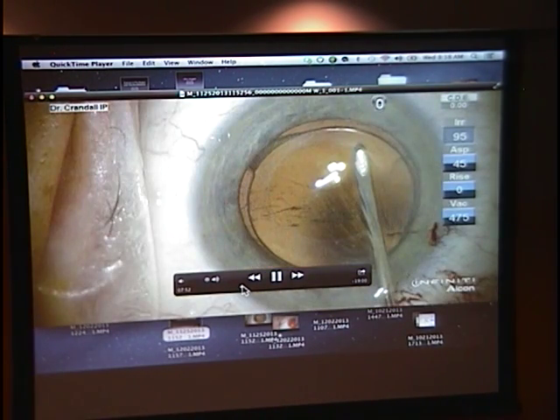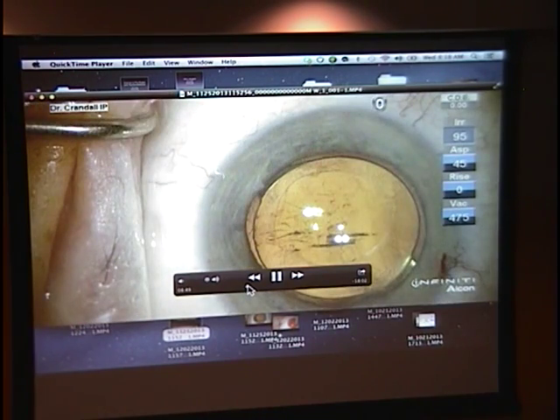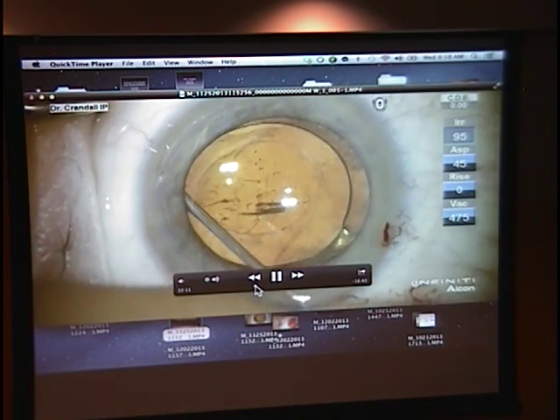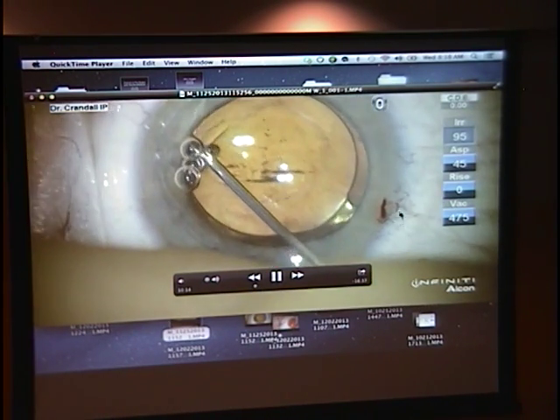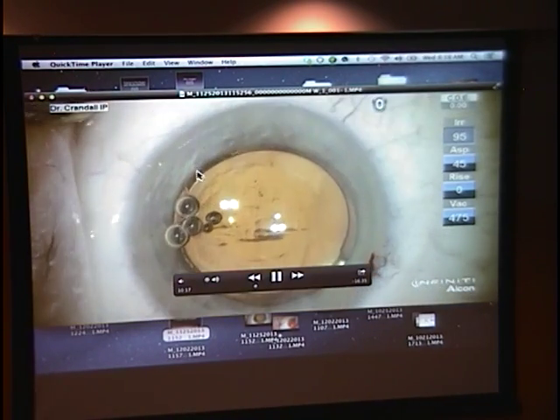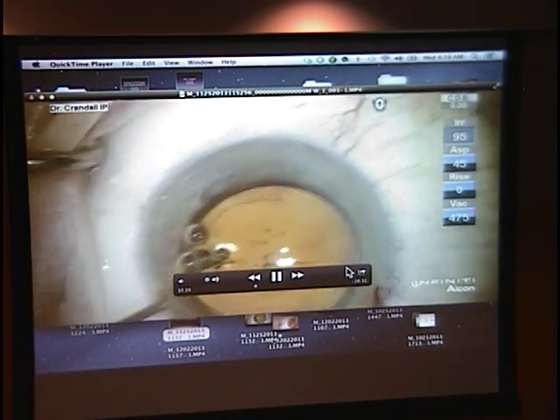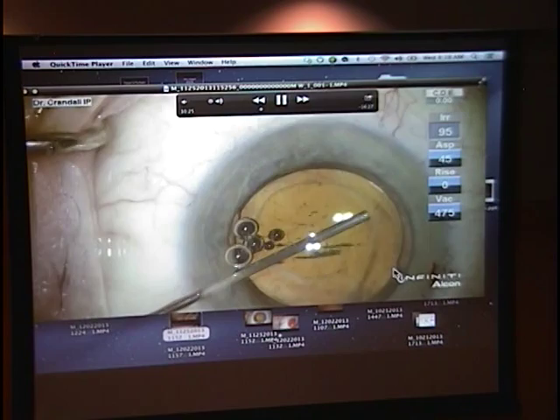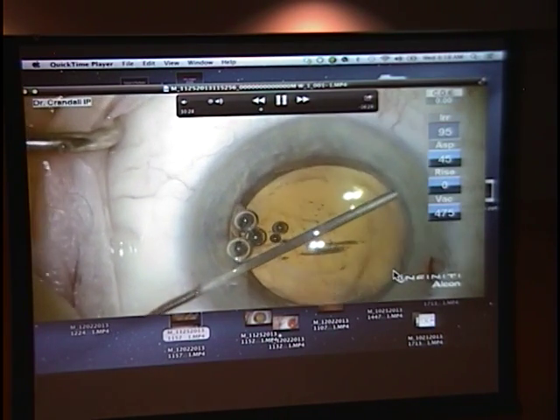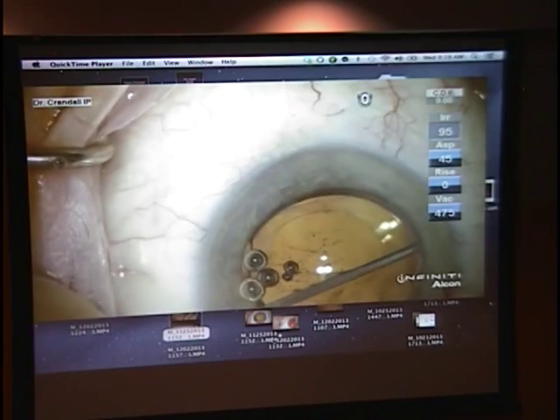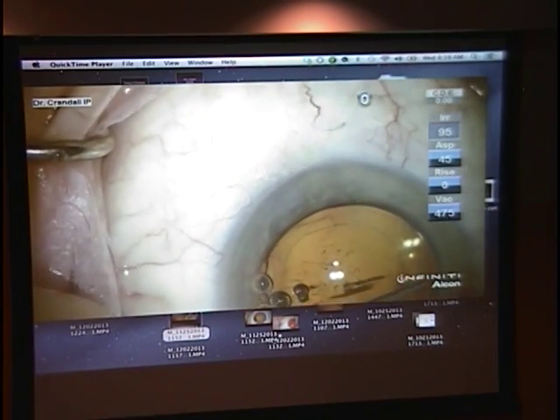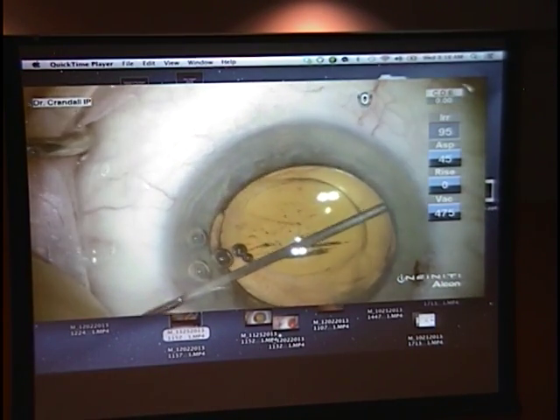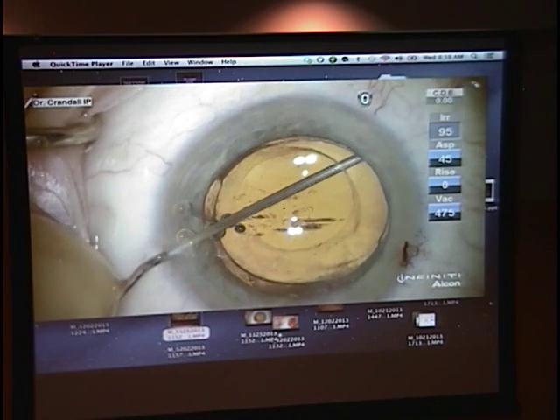So that's that. So we finally get in, and what you have to do is hydrodissect, or viscodissect, excuse me, all the way around. Now the trick with any of these lenses is not this part. This is all easy. What you have to know is, you see this, let me move this out of the way. If you look at this right here, that's so socked in with the lens, and that isn't the problem. It's where I'm shooting right now, because what happens in these, the haptic goes out, and there's a little ball out there, and that little ball is incredibly hard to get.